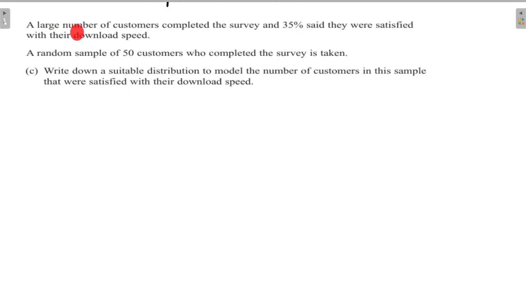Next part. A large number of customers completed the survey and 35% said they were satisfied with their download speed. Only 35% of the customers are satisfied. A random sample of 50 customers who completed the survey is taken, so n equals 50. 35% said they were satisfied, so 35 by 100 is our required probability, p equals 0.35.